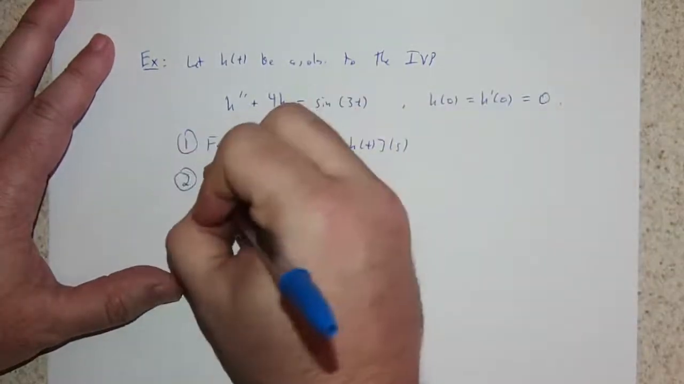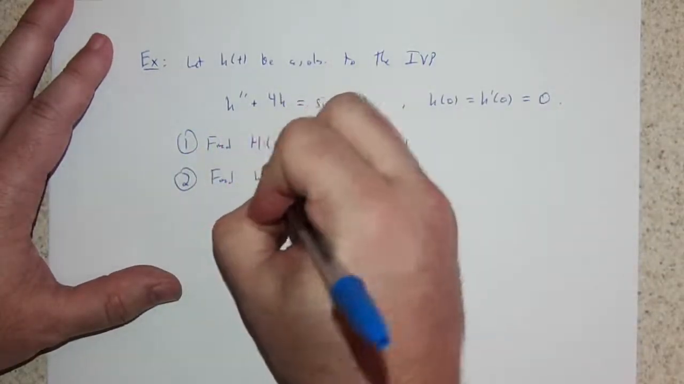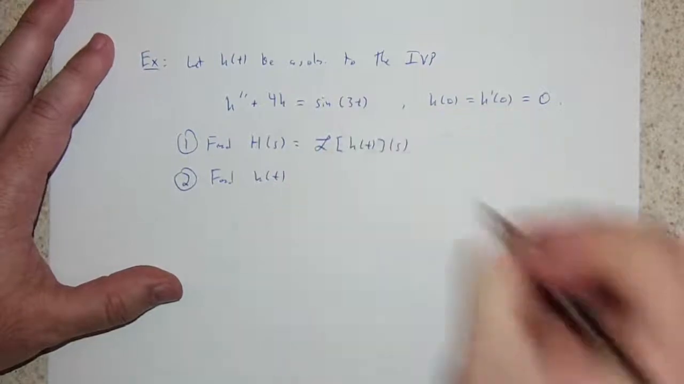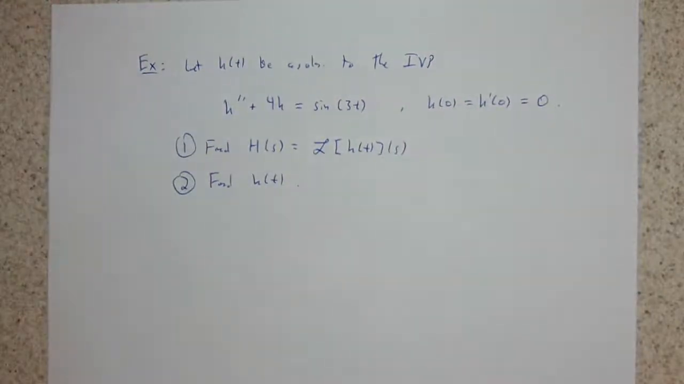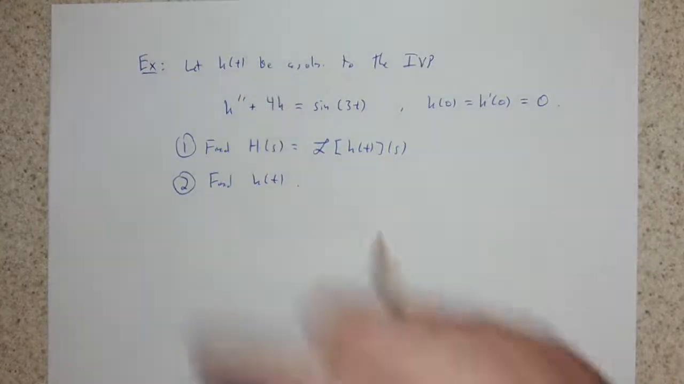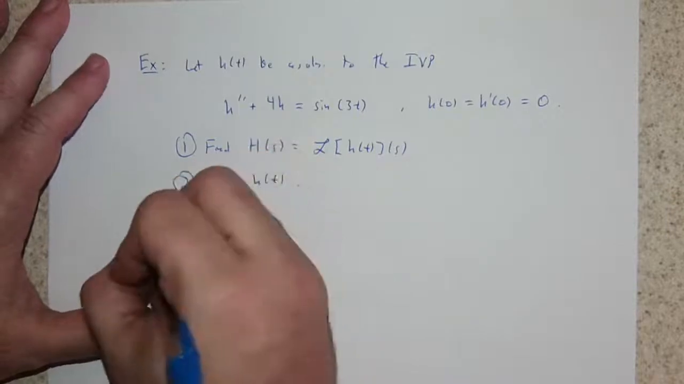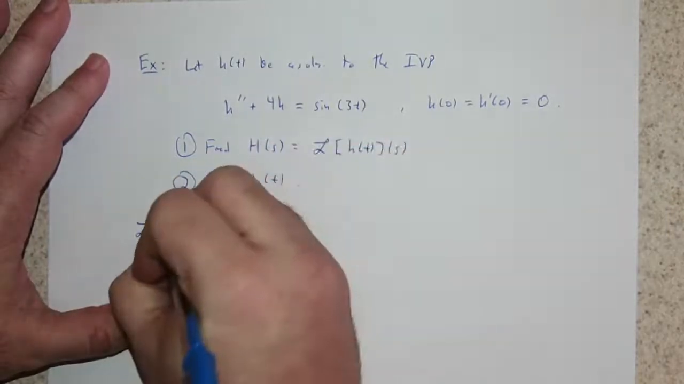And 2, find little h of t. We're going to do that, of course, with the inverse Laplace transform. All right. So what's the process here? The process is the same as always with Laplace transform problems. I hit this equation with the Laplace transform.